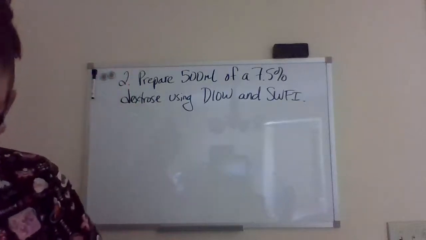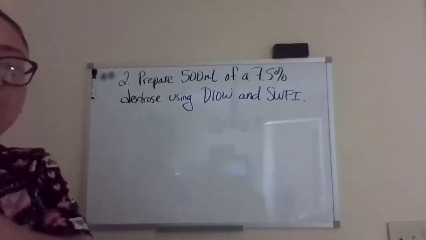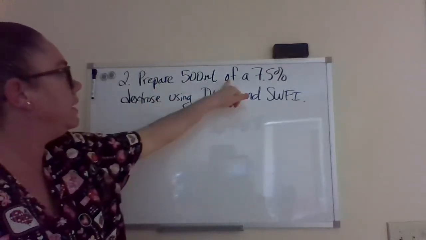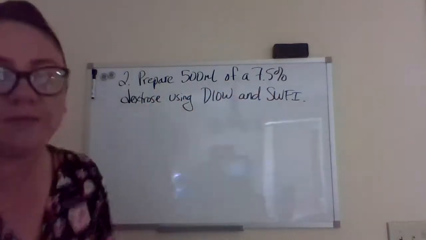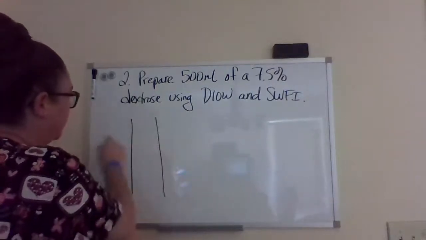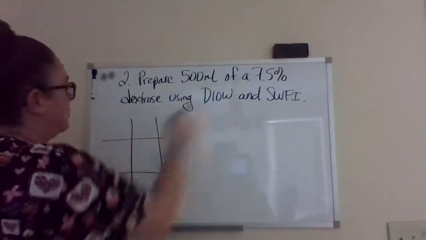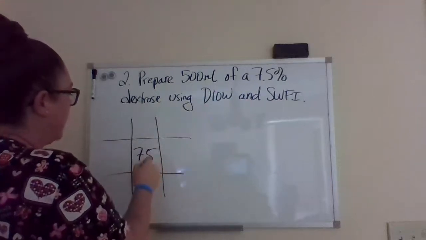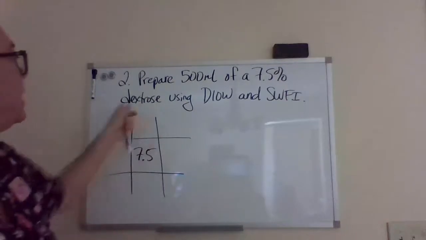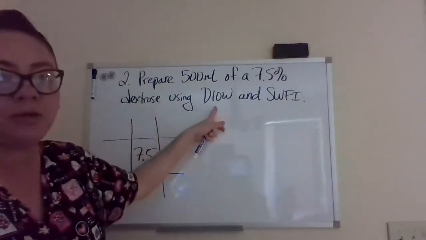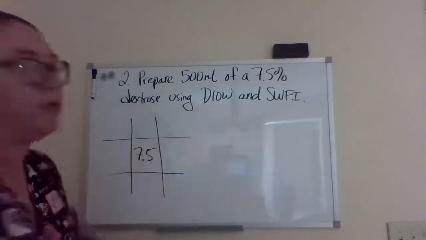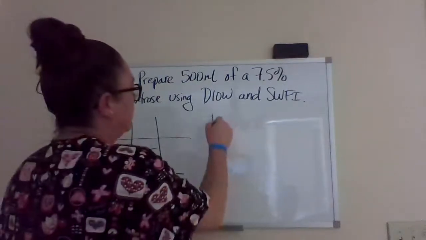All right, so number 2. Again, this is a little bit different here. It says prepare 500 milliliters of a 7.5. Okay? So I'm going to go ahead and make my little tic-tac-toe. And it says to prepare a 7.5. So I know that is the strength I'm trying to make. But here it says using D10W and sterile water for injection. When you see something written like this, D10W, that's 10%.